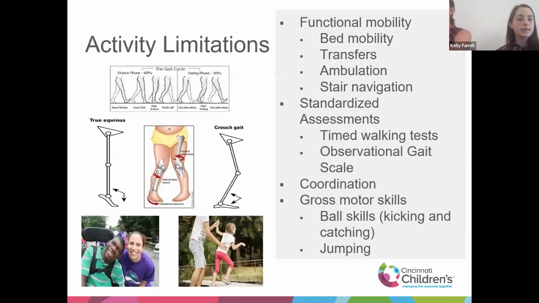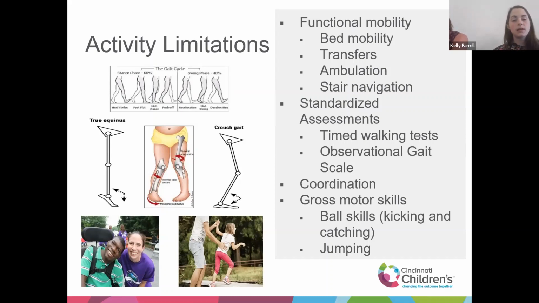We then look into the activity limitations. So this is important to see what they are limited in based on their activities. So we look at the functional mobility of how they are getting in and out of bed, how they are getting in and out of a chair, how they are walking, and how they are managing the stairs. There are a few common things we see when they're walking that can be more challenging for children or individuals with CP. They may walk on their toes.